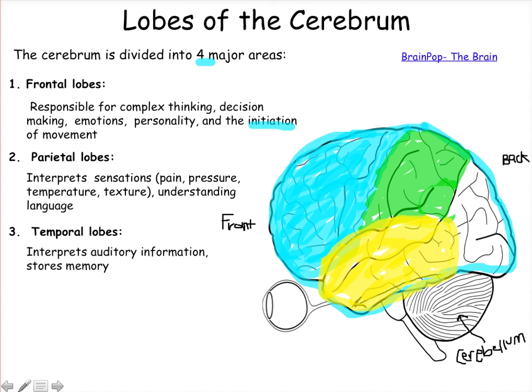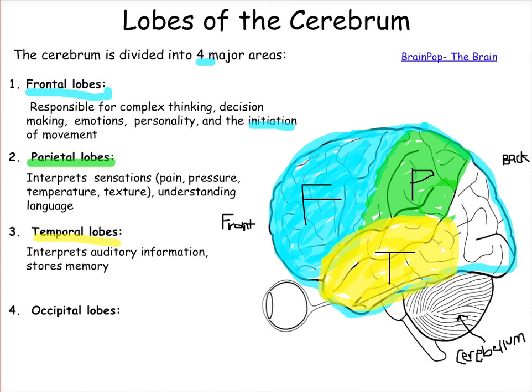I'm actually going to color code these. You should do this too. Why don't you color code them? Actually, it probably wouldn't hurt also to label. This is the frontal lobe. This is the parietal lobe. This is the temporal lobe. And then our last one are occipital lobes.